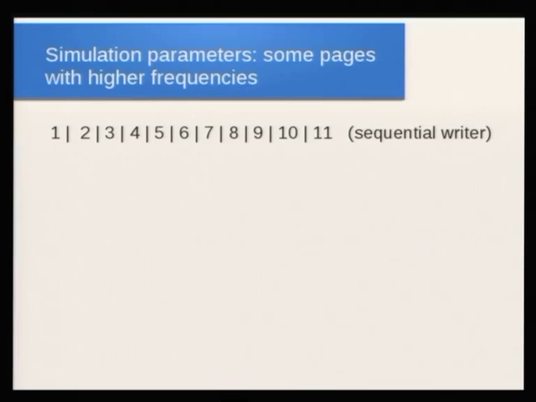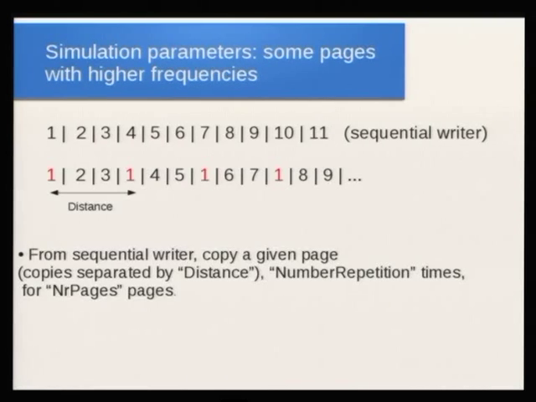But then we want to simulate some pages having higher frequencies. So I wrote a Python script, which from that sequence, has a few parameters. One of them is distance. So I take page 1, for example, and then I copy it a number of times, and with a given distance. In this case, distance was 2, so I copy 1, and then 1 again, distance 2, and then 1 again, distance 2, and then 1 again, distance 2. And then I would vary the number of copies that I made and the distance.